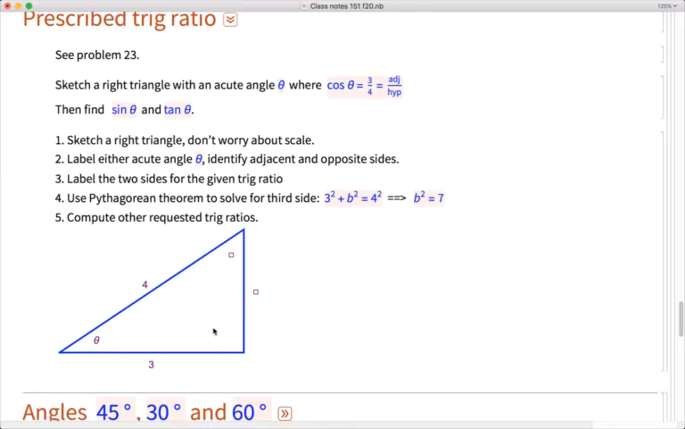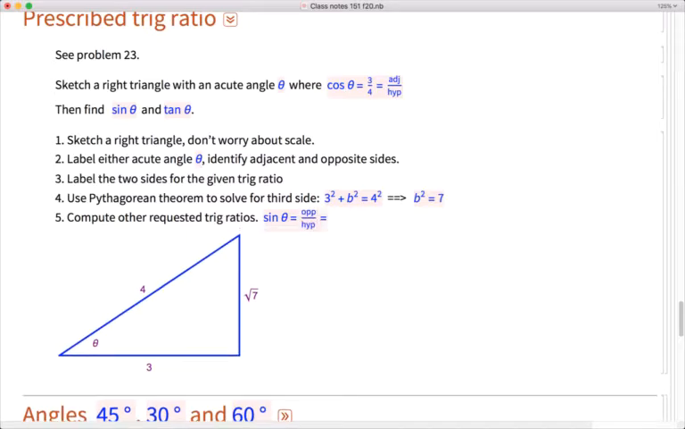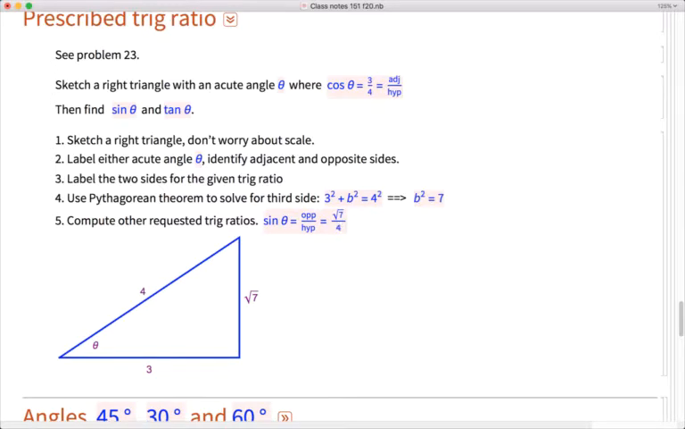So this b side here is square root 7. This third angle isn't terribly important to us, so I'll just blank that one out. Now with all the sides labeled, we can go on to compute the ratios that were requested. Sine of theta is the opposite over the hypotenuse, and that's root 7 over 4.